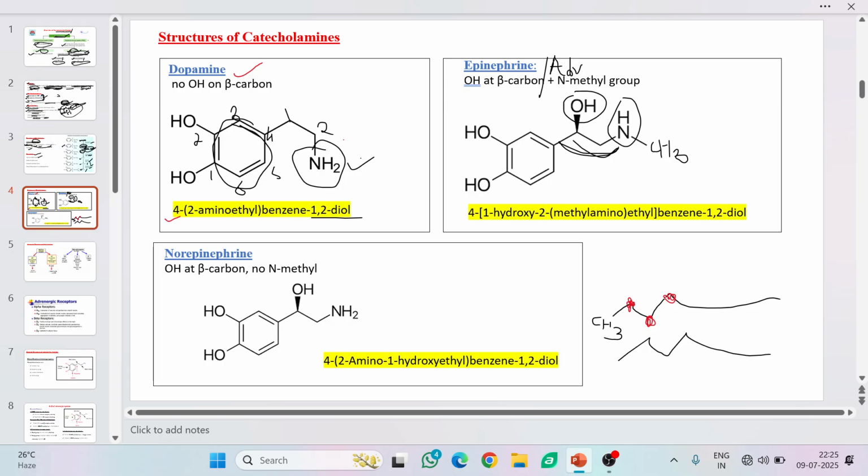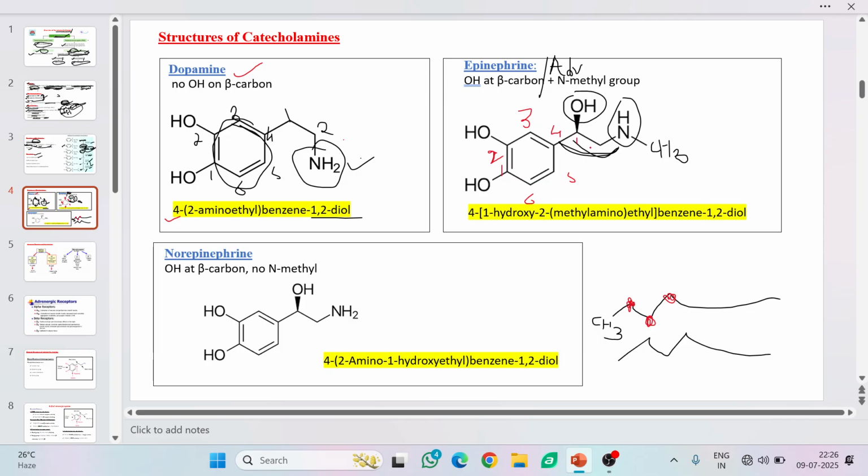Okay, so now we will understand the basics, the IUPAC name of adrenaline. Firstly we will give the numbering. Again the same, 1, 2, then this is 3, then this is 4, this is 5, this is 6. Okay, so numbering is 4. This is 4 in bracket 1 hydroxy.